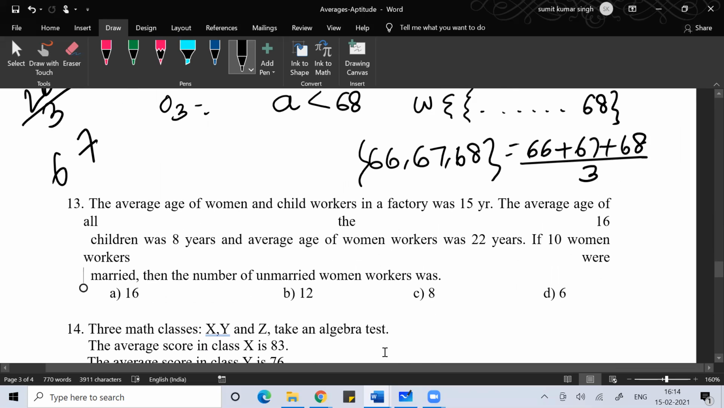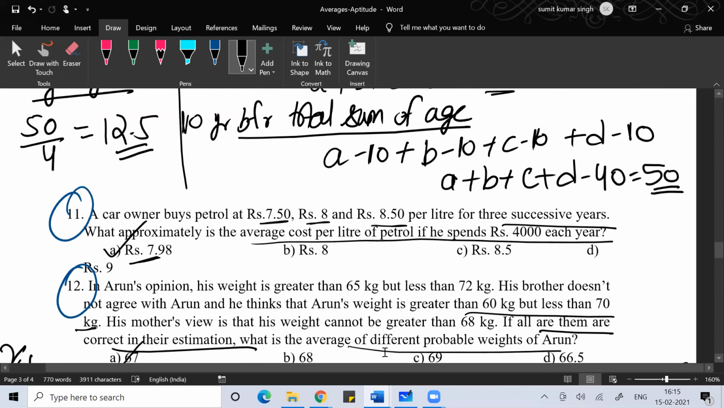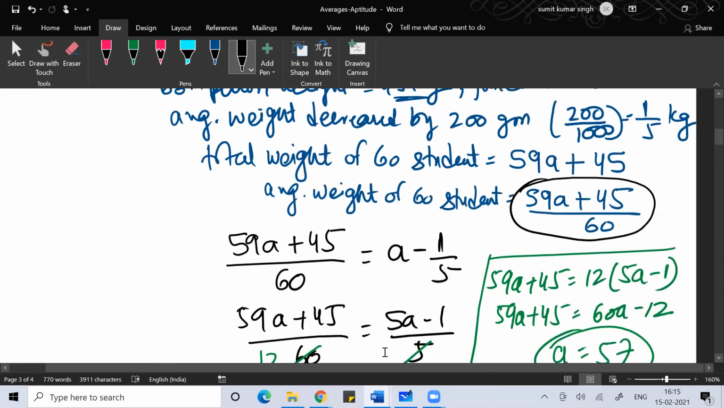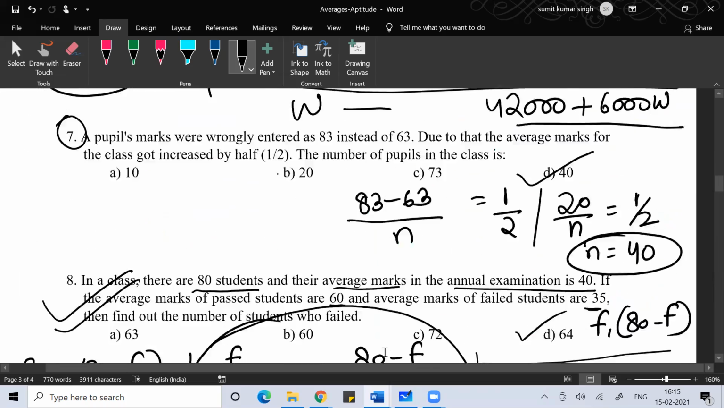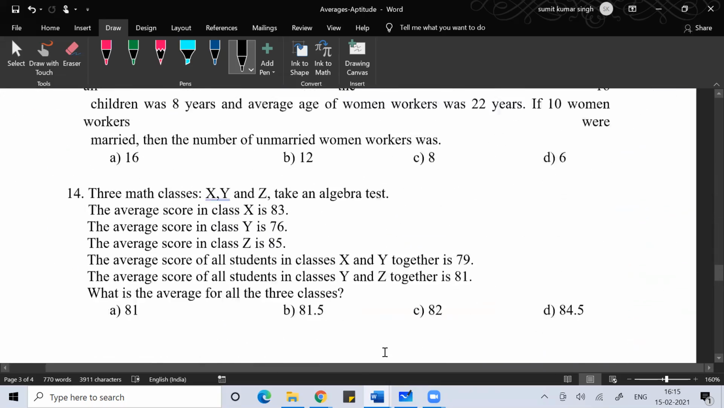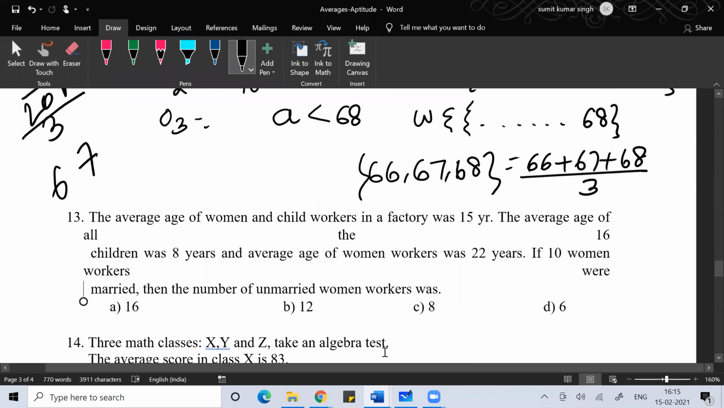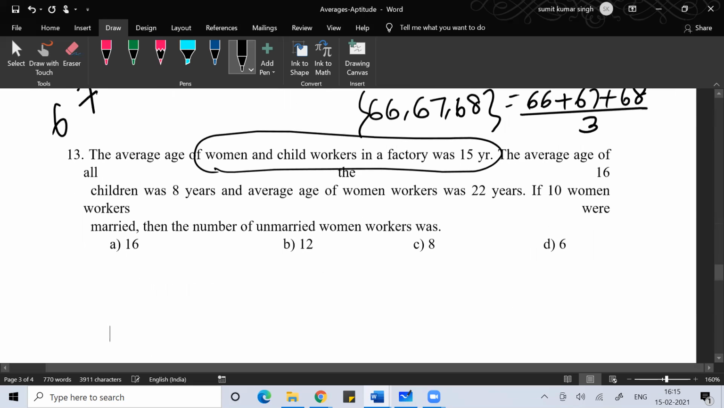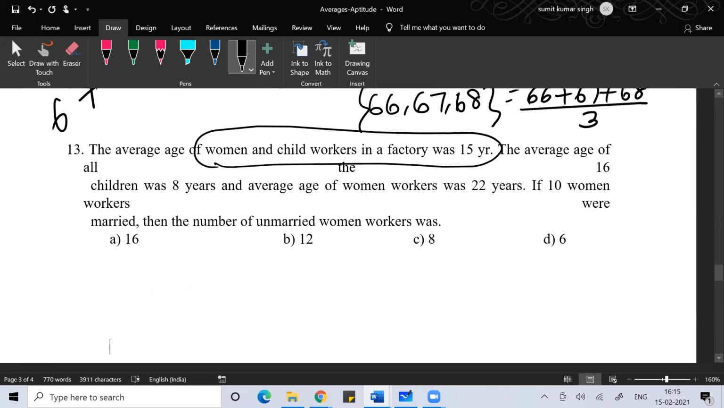Now you can see this question number 13. Anyone, any doubt, any question? Basic, because the questions are not at all difficult. Any doubt, anyone? The average age of women and children working in a factory is 15 years. So that is the average age of women and children working in the factory. So the average is 15 years.